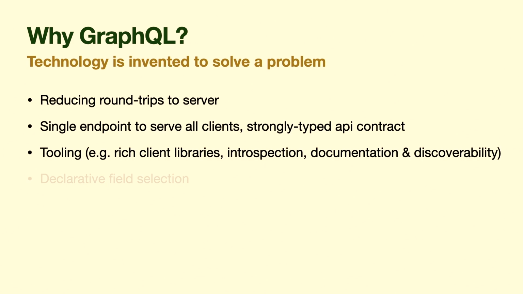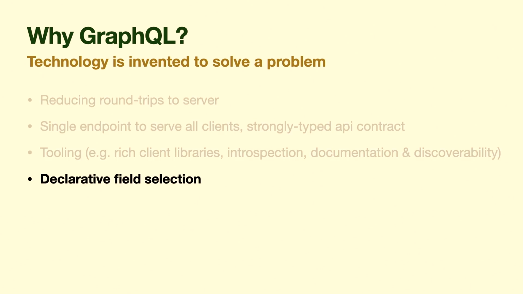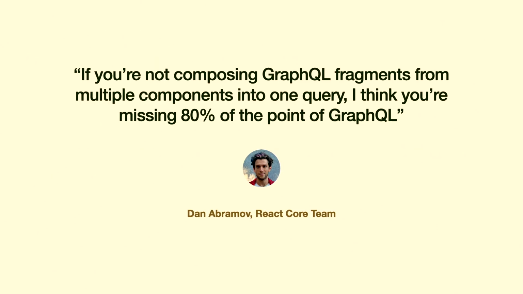this ability to reduce the number of round trips to our server. And then we had this rich ecosystem of tooling, such as Apollo Client, some of the CodeGen tools, self-documentation, and all of that fun stuff. But today, I really want to hone in on this idea of declarative field selection and how that ties to avoiding overfetching and underfetching data, and then how that ties into fragments.